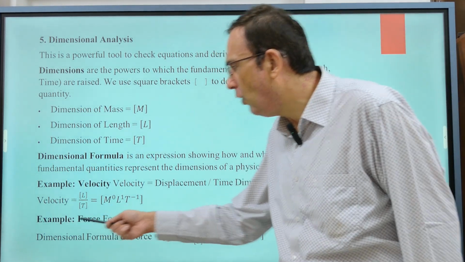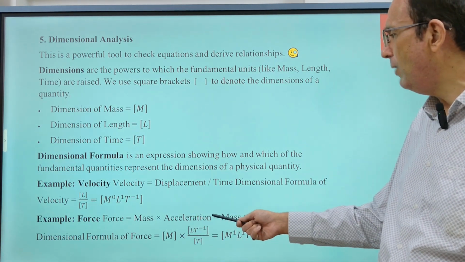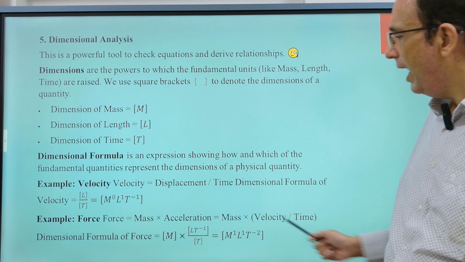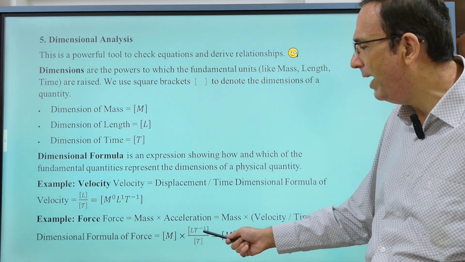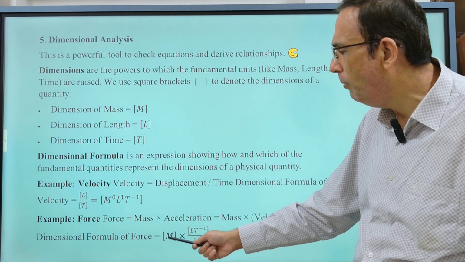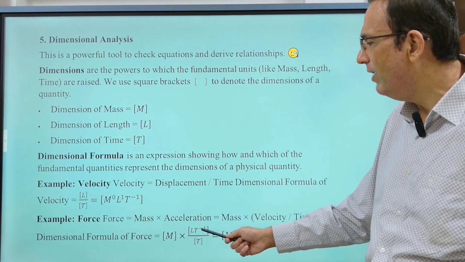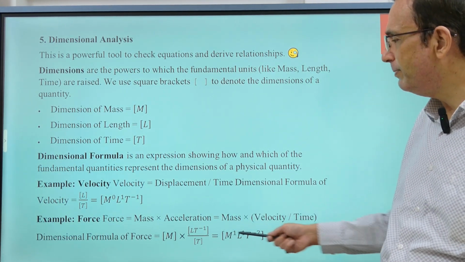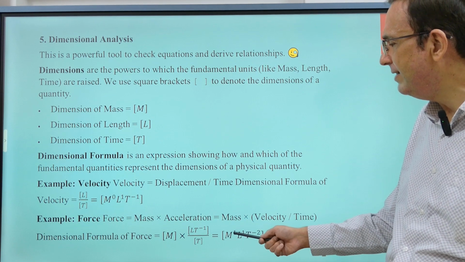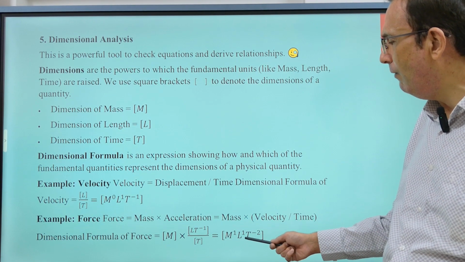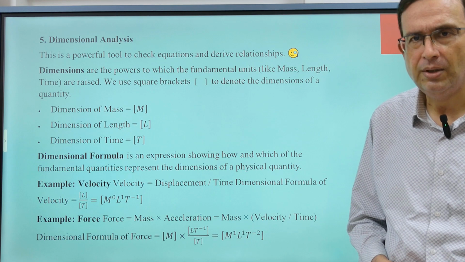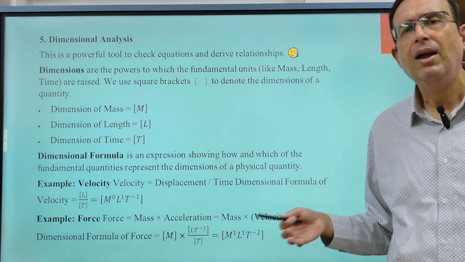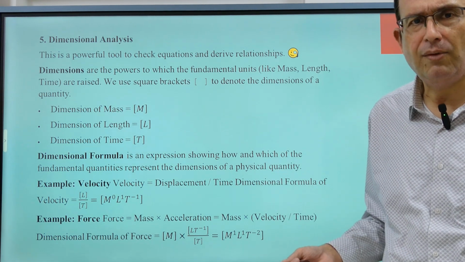So similarly, if we talk about force, the force is mass into acceleration. So it is mass into velocity divided by time. And velocity again is L divided by time. So basically the dimensional formula is M into L T^-1 divided by T. So you combine it together and you express it. So it is M^1 L^1 T^-2. So this is the dimensional formula of force. So similarly, for every physical quantity, you have a dimensional formula.